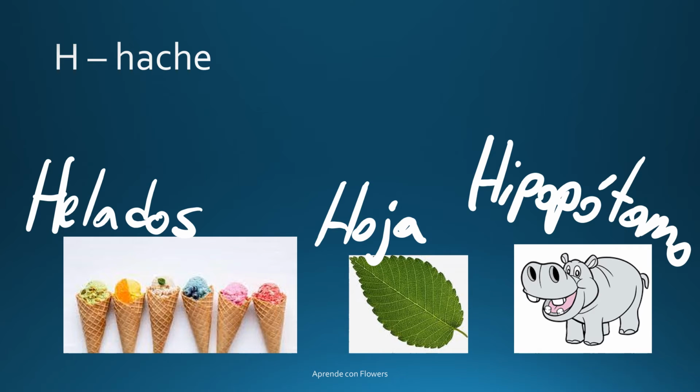H. H is another letter that tricks people, especially English speakers, because they want to pronounce the H. But H is silent. Like when you look at helado, you don't say helado. Or hoja, you don't say hoja. Or hipopótamo, you don't say hippopotamo. It's helado, hoja, and hipopótamo.